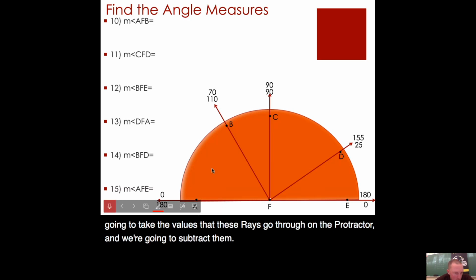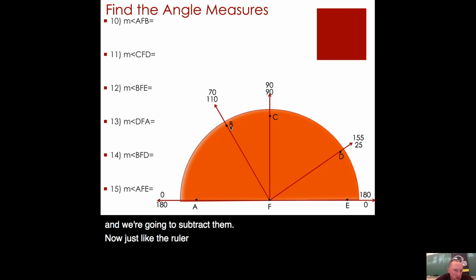Now, just like the ruler postulate, our angle measures are going to be positive in this course. So you're always taking the absolute value.